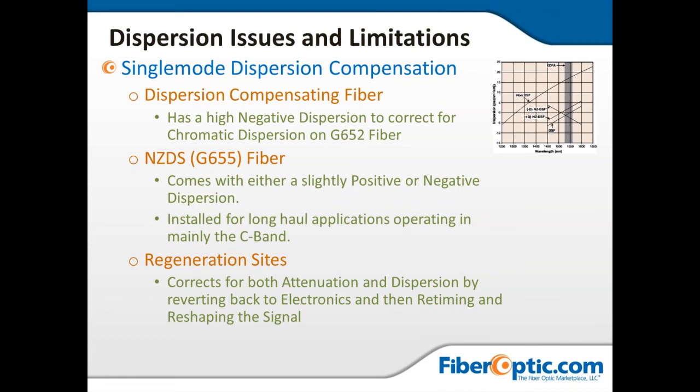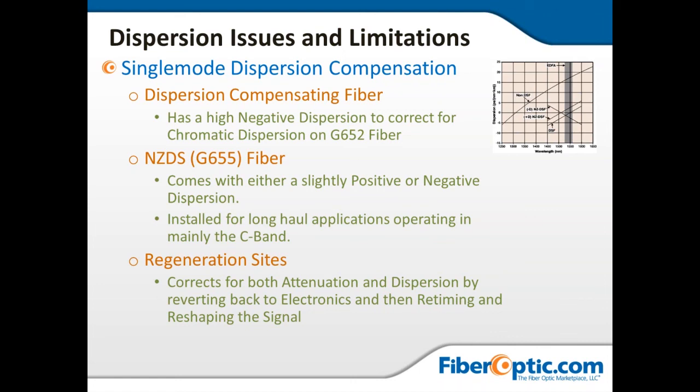Very often that's a passive device. I'm not going to rip out 10,000 meters of cable and replace it with dispersion compensating fiber. It's actually a tuned coil of fiber, often in a box that you could hang on a pole at a specific point, which will bring the specifications back into line. Now, the non-zero dispersion shifted fiber comes with a slightly positive or negative dispersion, and that's really for the long haul.